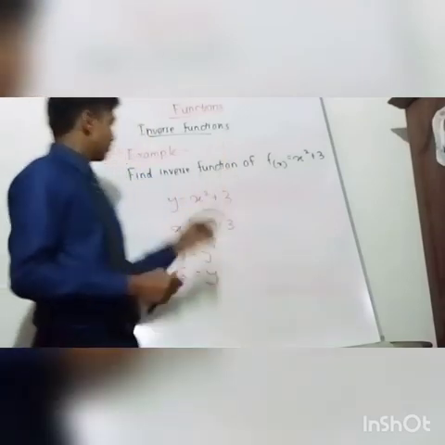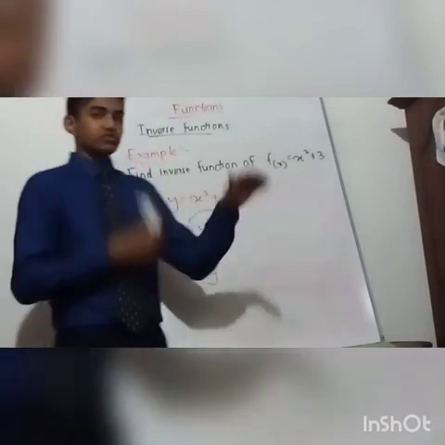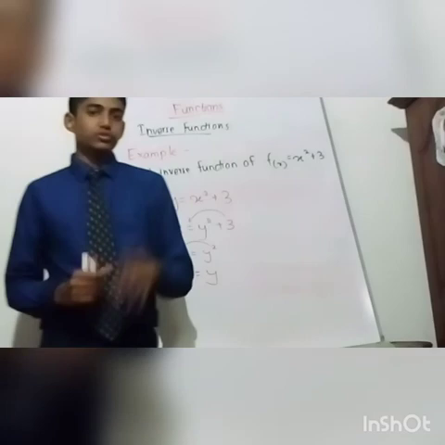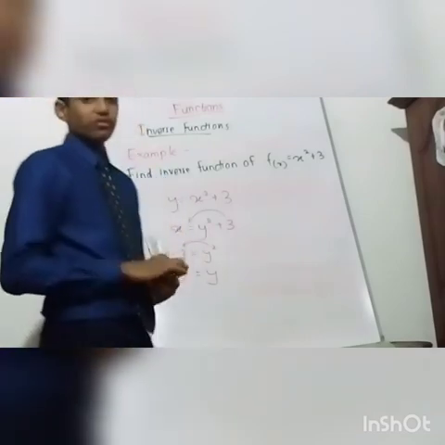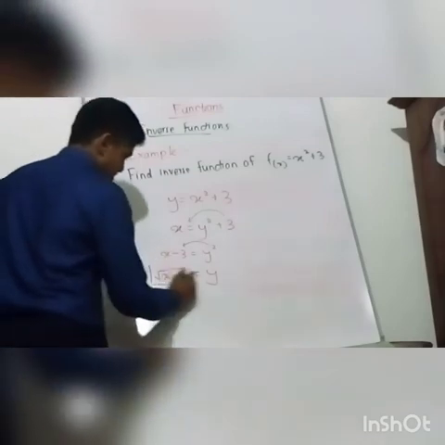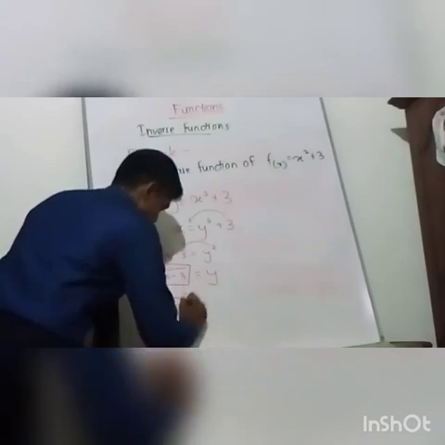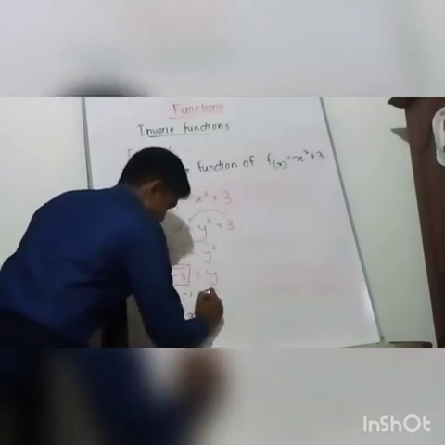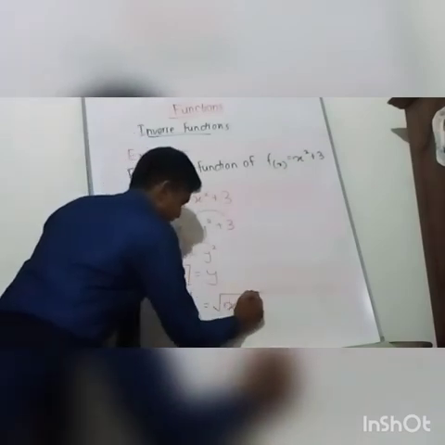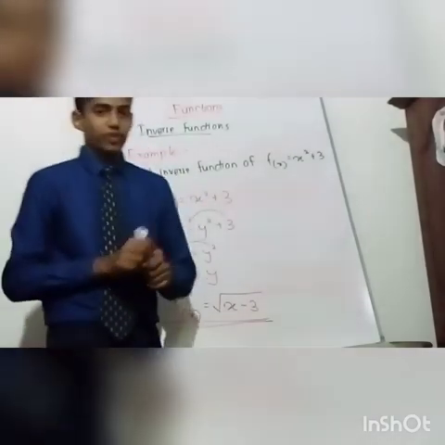Now first step we are done. We have made y equals function. Second step also done. We have changed y values to x and x values to y. Third one also we are done now. We have subjected y. What's the fourth step? We must write in our inverse function notation. So this is our answer. So we must write f minus 1 of x equals square root of x minus 3. So this is our inverse function.